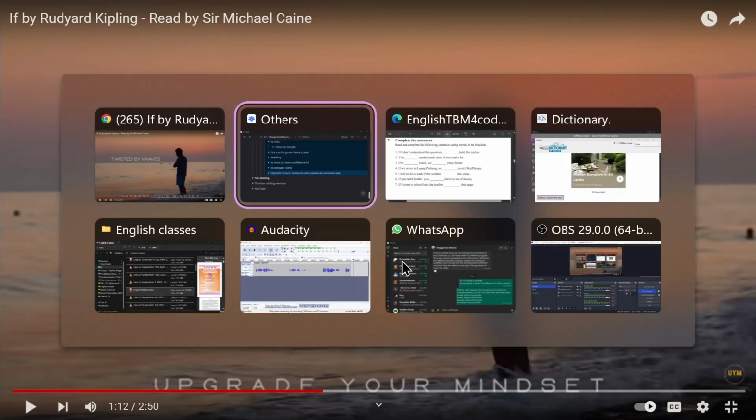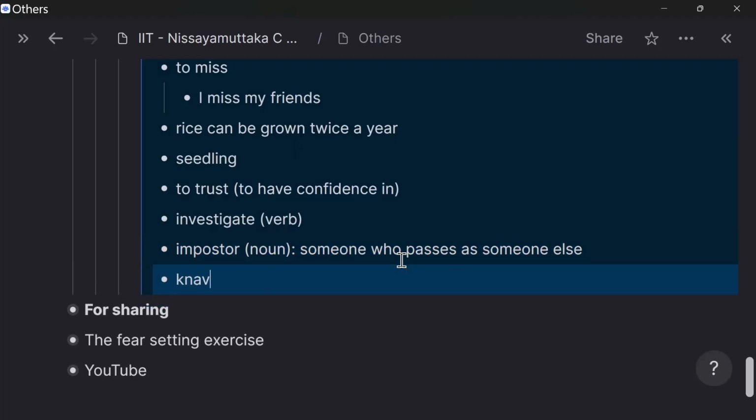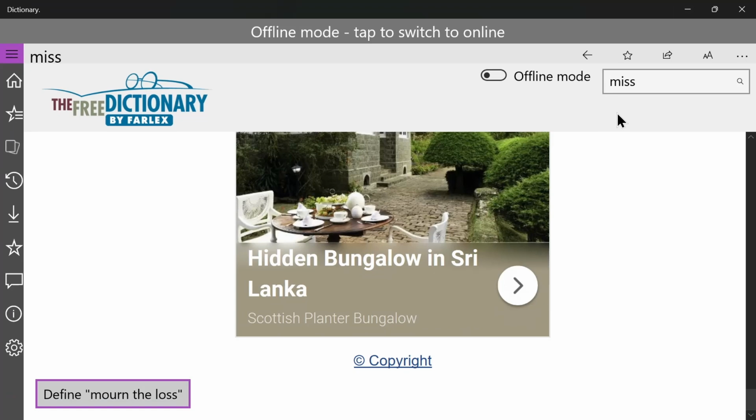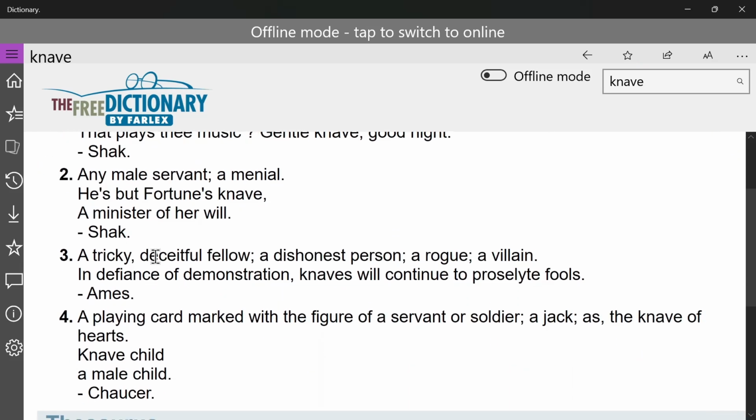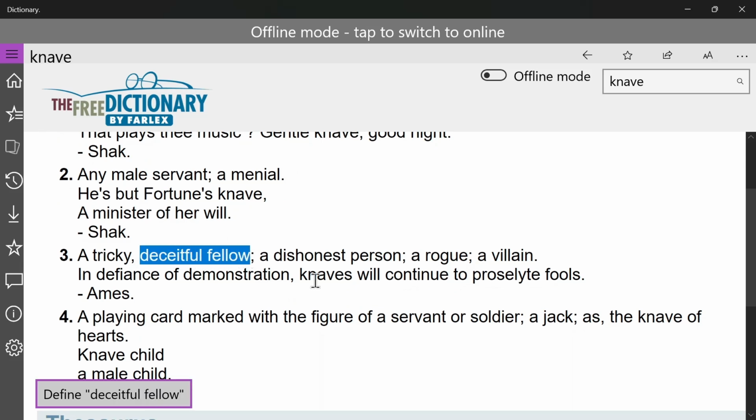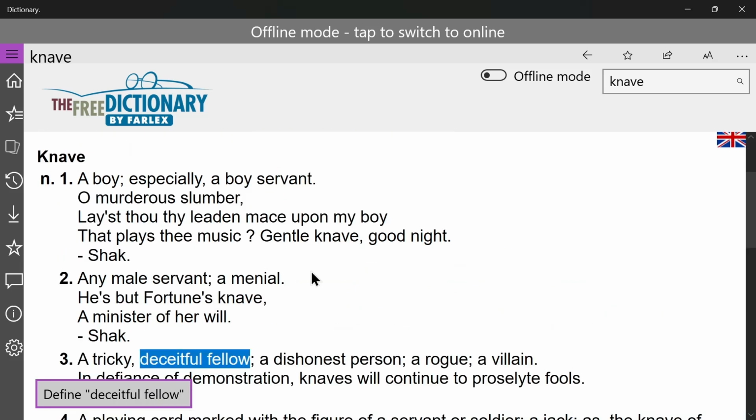What are knaves? This is probably new, right? It's not a common word. Even I'm not very used to it. It's like a person who lies. A knave is like a deceitful person. You see, deceitful, dishonest.